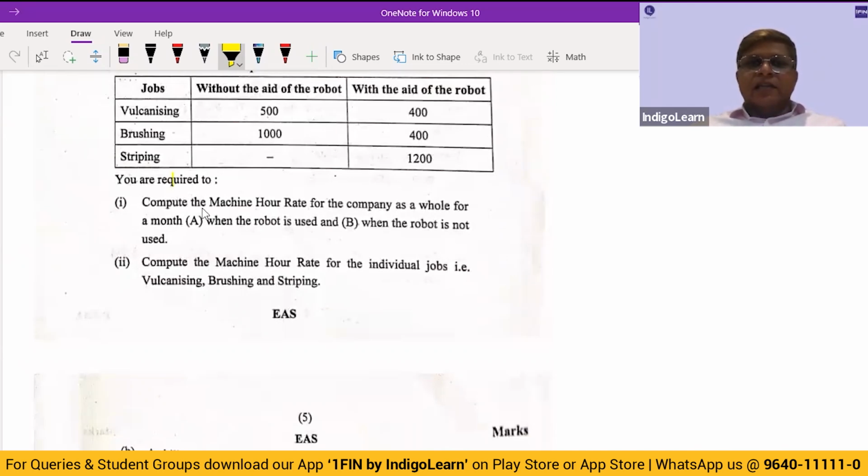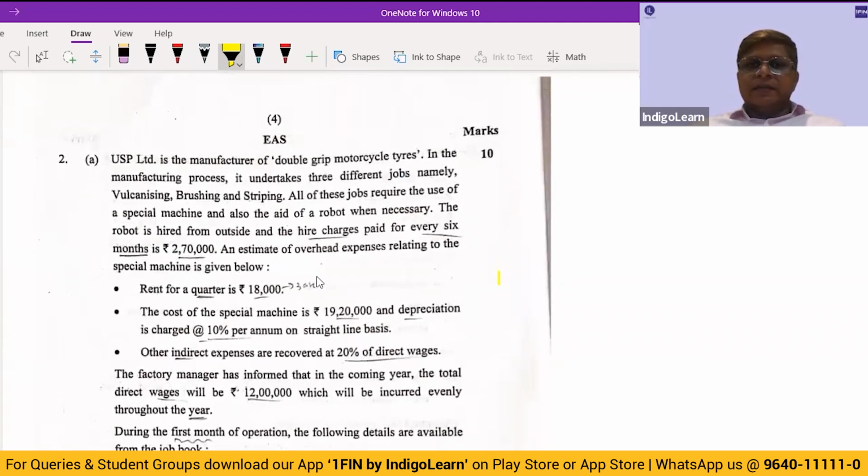They are asking us to calculate the machine hour rate for the company as a whole when the robot is used and when the robot is not used. And then they are asking us to calculate machine hour rate for the individual jobs. That is, the 3 jobs: vulcanizing, brushing, and stripping. All right.